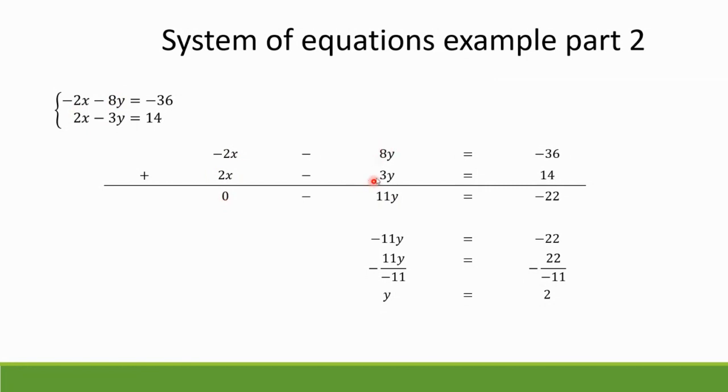We have -8y minus 3y is -11y. And so we get -11y equals -22. And as before, we isolate y, correct? We isolate y by dividing. We get y equals 2.